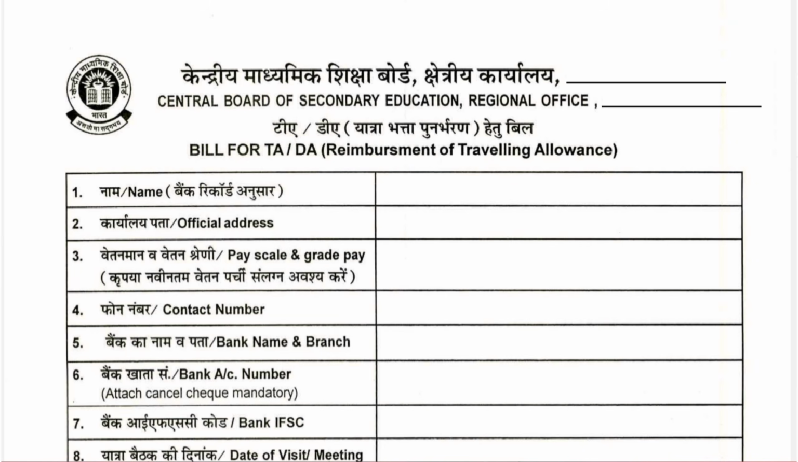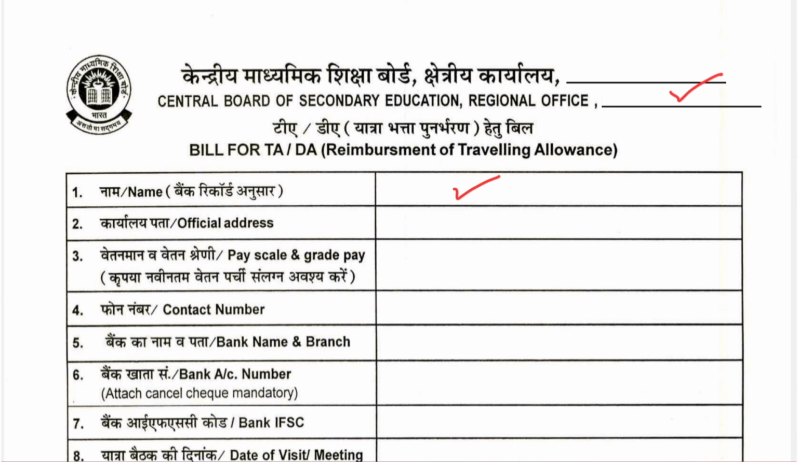So this is the TADA form given by CBSE. First thing, you need to fill in your regional office. Remember, you don't need to send it to the headquarters, you need to send it to the regional office. If you are in the Bhubaneswar region, you need to write Bhubaneswar. If you are in the Ajmer region, you need to write Ajmer.